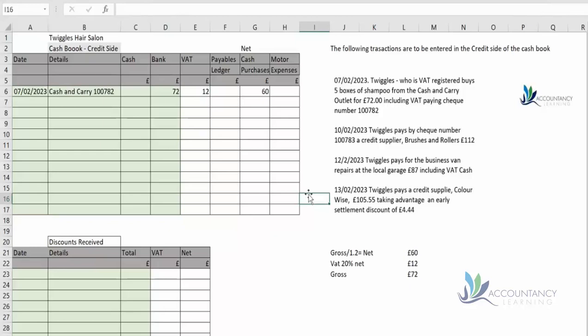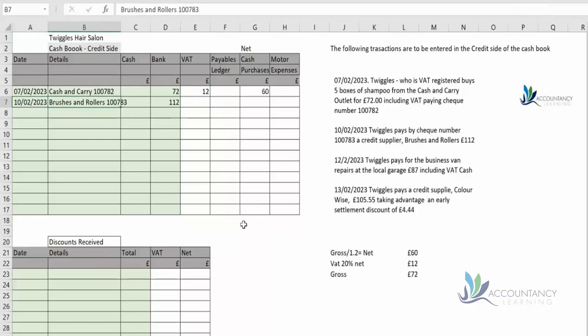On the 10th of February, Twiggles pays by cheque number 100783 to a credit supplier, Brushes and Rollers, for £112. So the total paid is £112. This was to a credit supplier, Brushes and Rollers, 100783 cheque number, and this was on the 10th of February 2023.